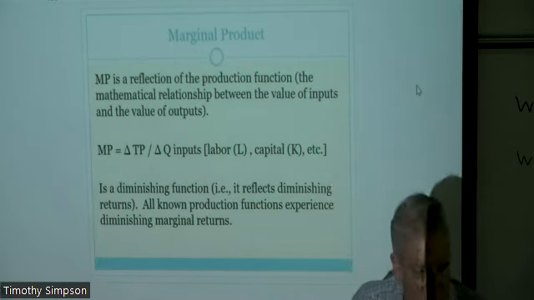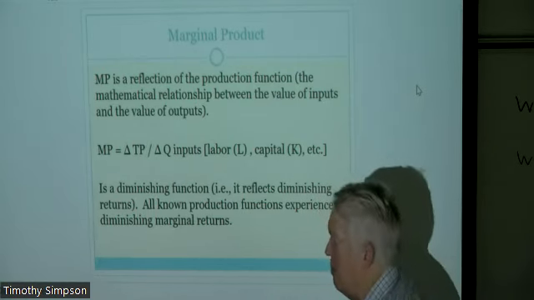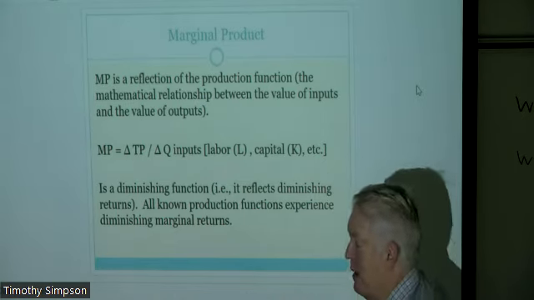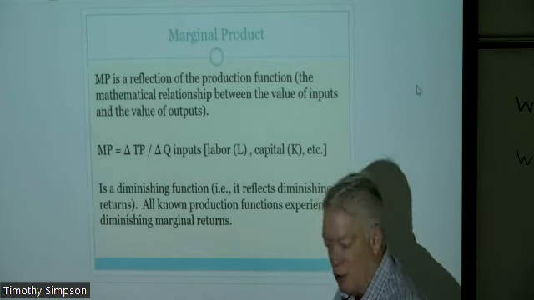So if I hire 2 workers to, I don't know, make 10 pairs of shoes, and I hire 4 workers, how many pairs of shoes can they make? That incremental addition of 2 additional workers.